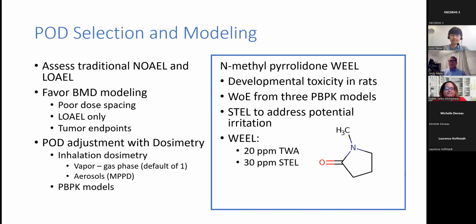An example would be N-methylpyrrolidone, which causes developmental toxicity in rats by both oral and inhalation routes. There have been several PBPK models developed for NMP, so we evaluated those closely and used a weight of evidence from 3 different models. We also developed a STEL, or short-term exposure limit, to address potential irritation as identified from a human controlled exposure study. The final WEEL derived was 20 ppm time weighted average with a skin notation and 30 ppm STEL.